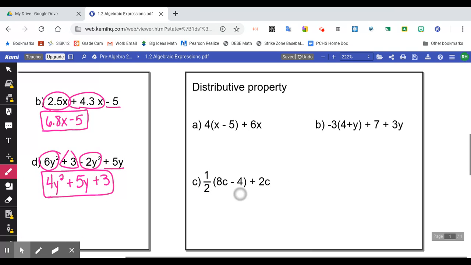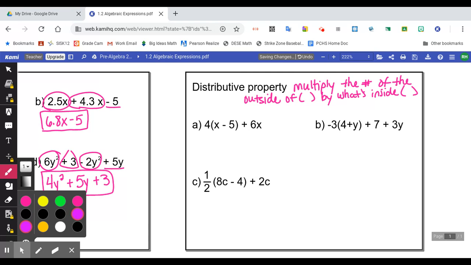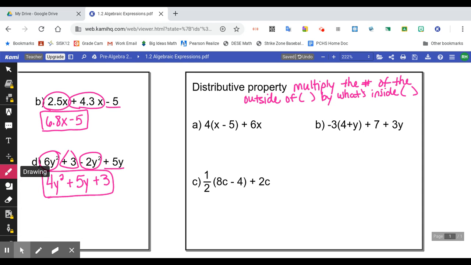Okay. All right, following right along, distributive property. So hopefully you remember that a distributive property means to multiply the number on the outside of the parentheses by what's inside the parentheses, okay? So for this one, we're going to do 4 times x minus 5. So we're going to distribute it to both of these.